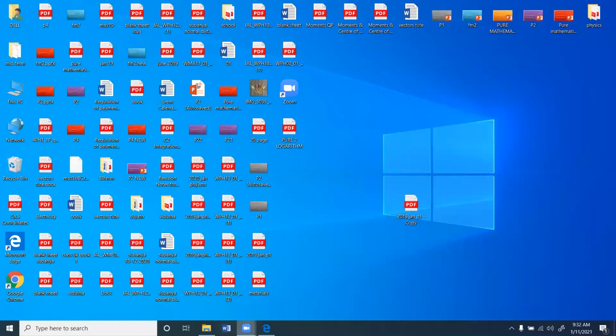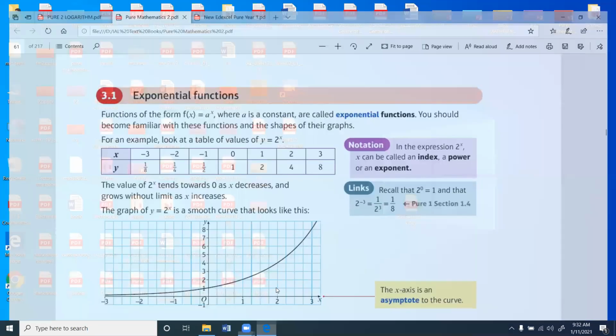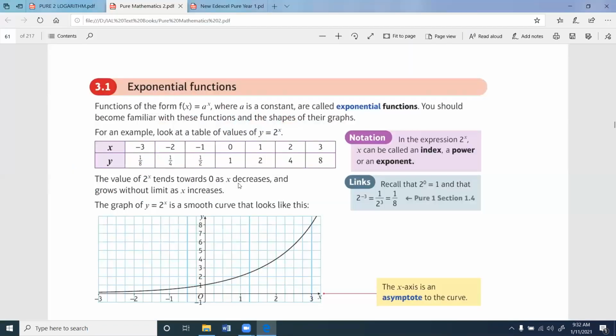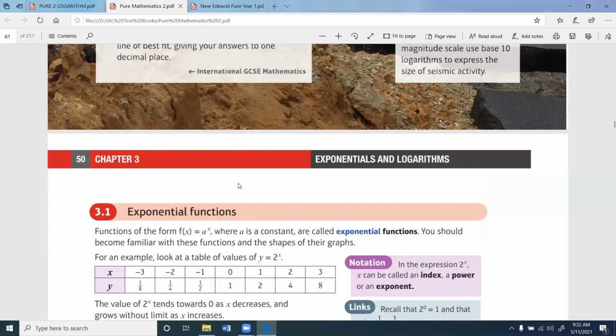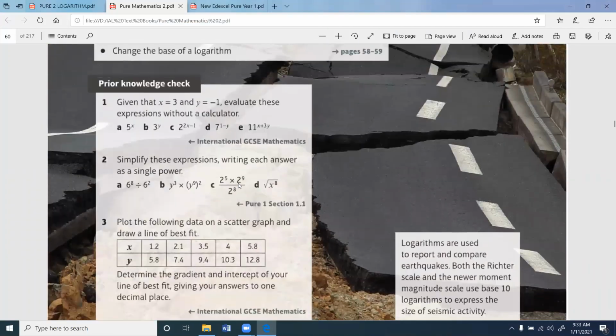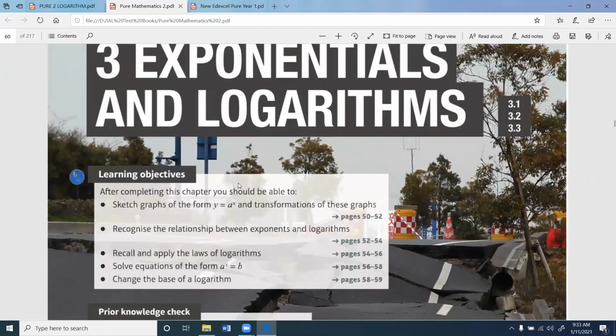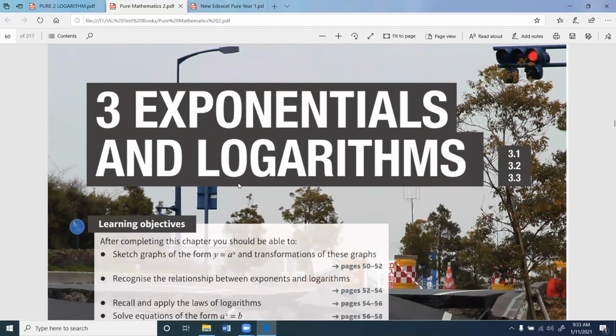Today we are going to discuss a new topic, that is logarithms and exponentials in PO2 mathematics. This is the topic we are discussing today, exponentials and logarithms, right? Okay, so we will go ahead with that.